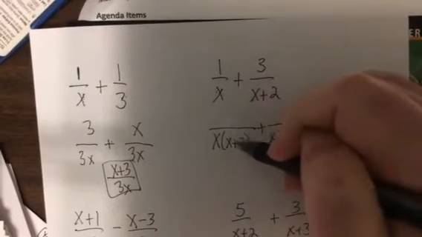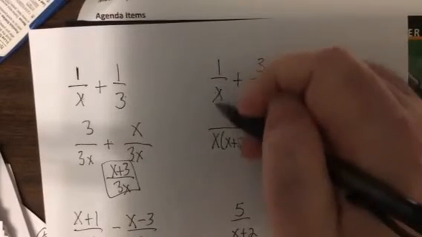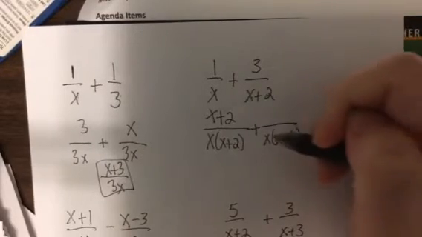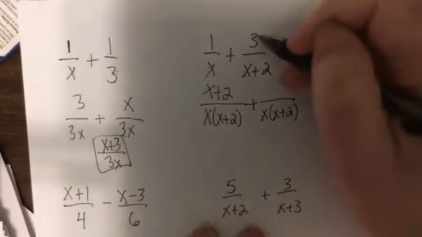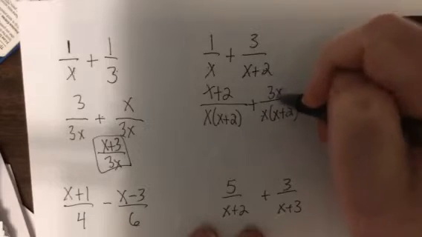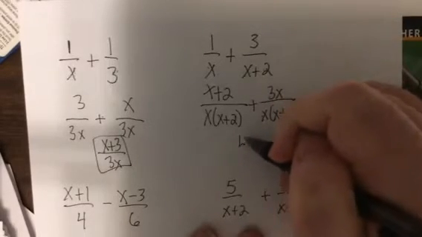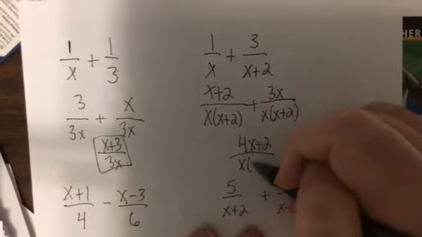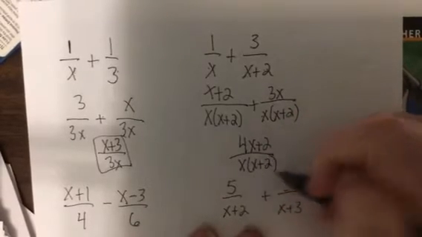Okay, so what's this missing? x plus 2, so you multiply that to the top. What's this one missing? Well, it's missing the x, so you multiply 3 to the x. Then you combine the tops: 4x plus 2 over x plus 2.